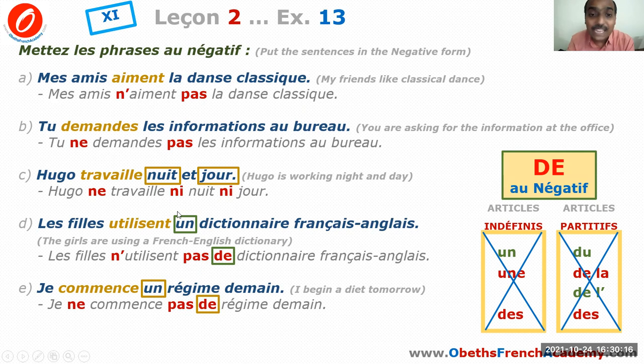And if they have used an indefinite article or a partitive article in an affirmative sentence, and if you want to change that affirmative sentence into a negative sentence, then remember we need to put that de. So the indefinite articles or the partitive articles in the negative will become de. Please remember this rule, it will be very useful.